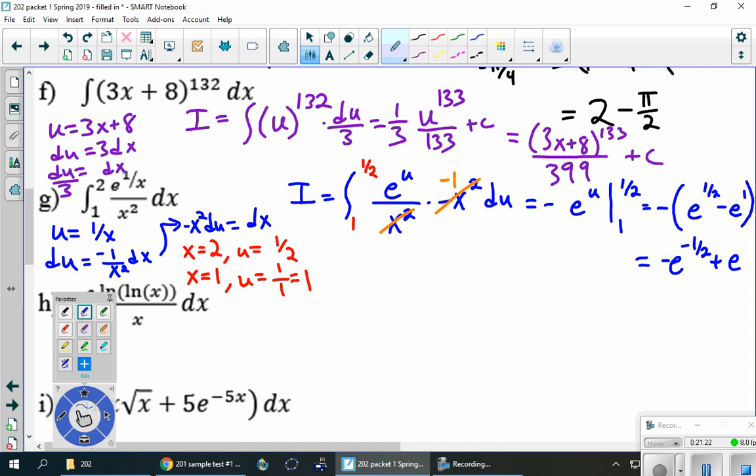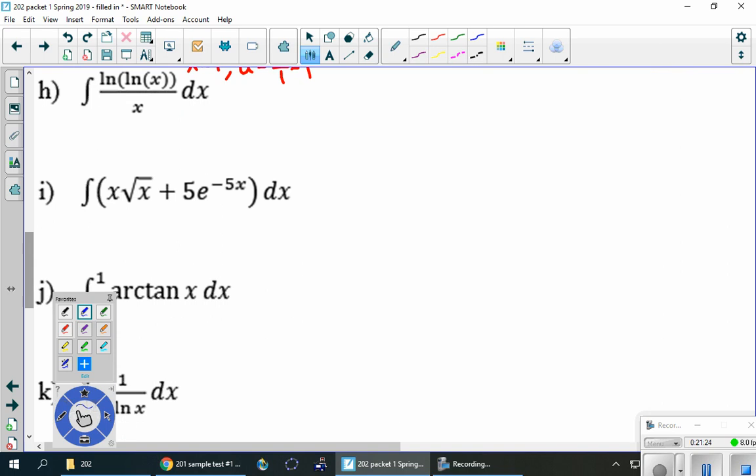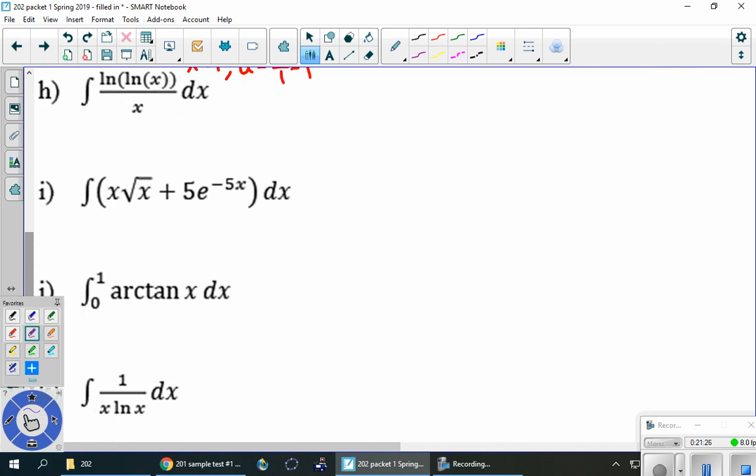Okay, part H. The integral of ln of x, the whole thing divided by x, dx. Okay, again, first impression, should we let u equal the bottom? And gosh, that does not look promising at all. The derivative of x is just 1. That doesn't look anything like what's up there.